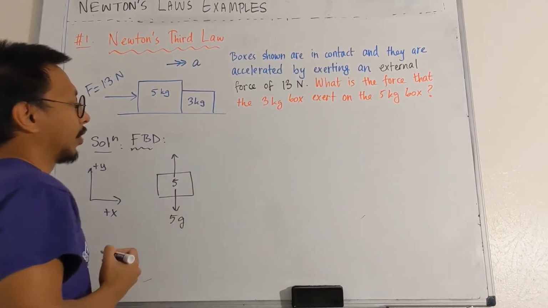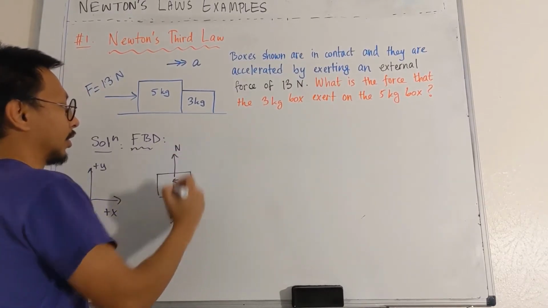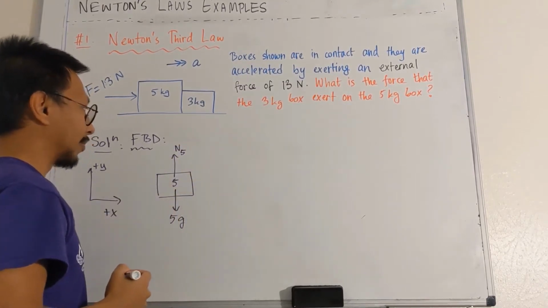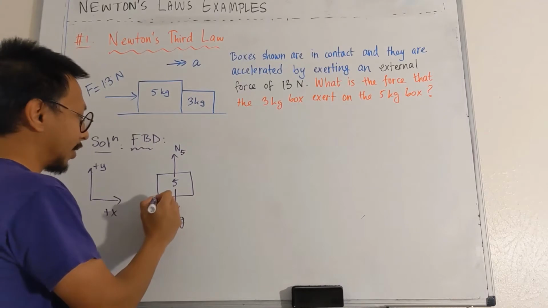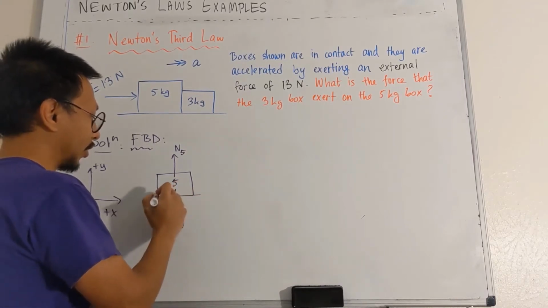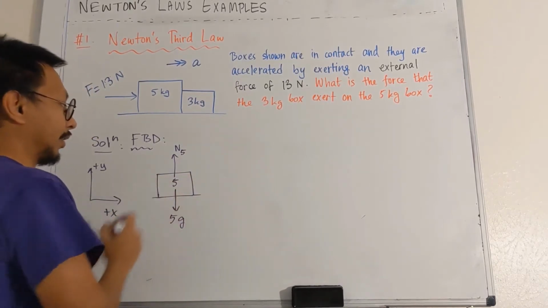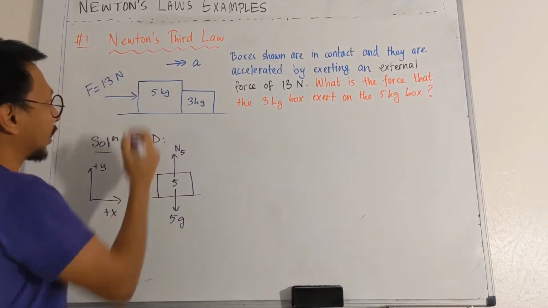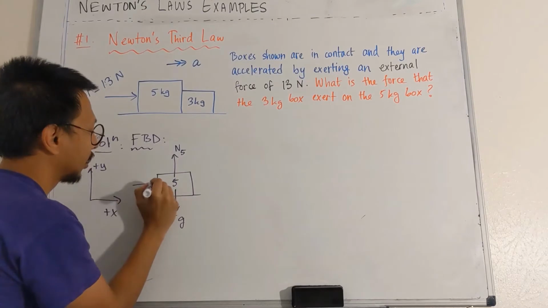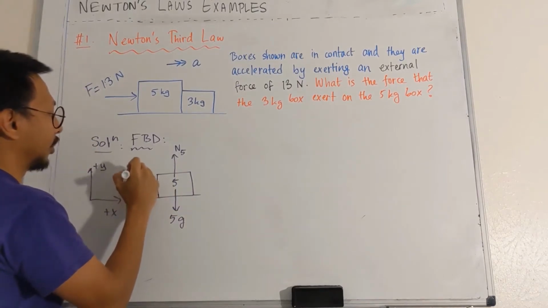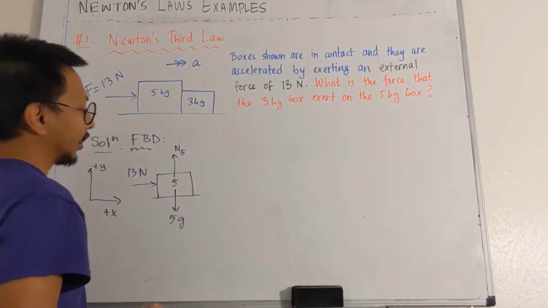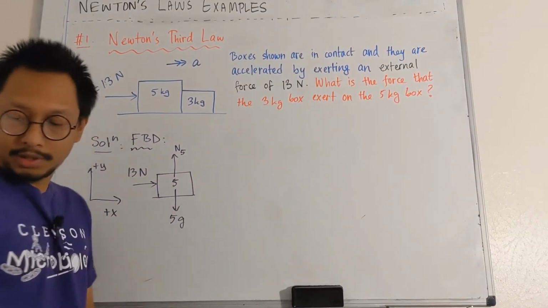And then we have the normal force. Let's call this N5, the normal force on the 5 kilogram box, exerted by the ground on it. And then what else do we have? We have the 13 newtons force that is acting on the 5 kilogram box, the external force. So 13 newtons. All right. And is there anything else? Well, of course there is.